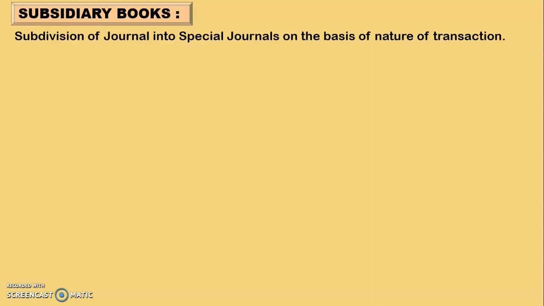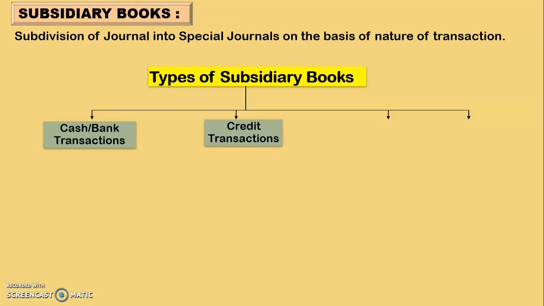The journal is divided into subsidiary books on the basis of nature of transactions. We already know there are different types of transactions taking place in a business organization. Now the transaction may be cash or bank transactions or credit transactions. So all the cash transactions are recorded in separate books, and all the credit transactions are recorded in different books.